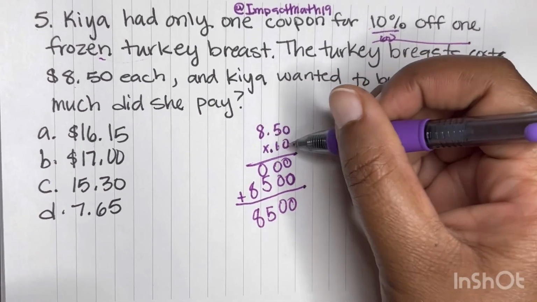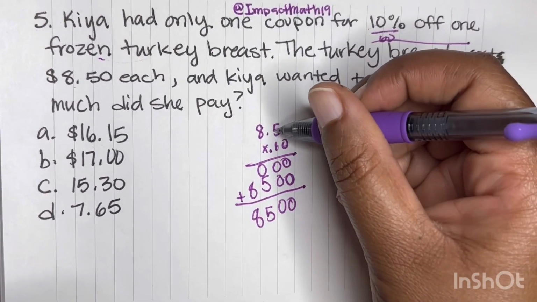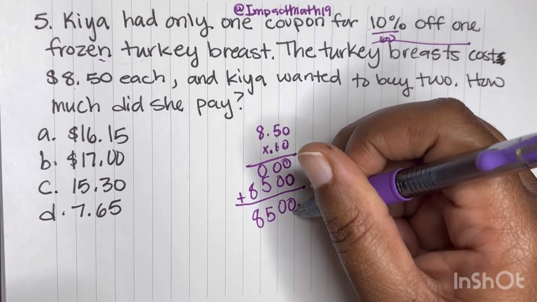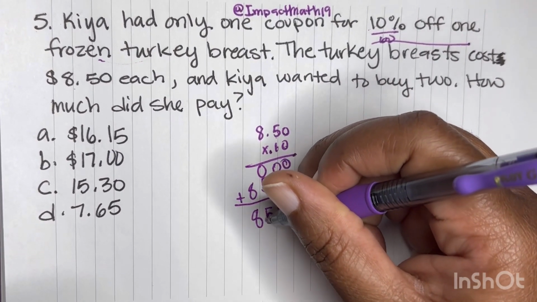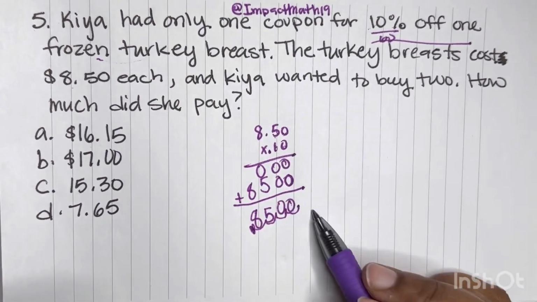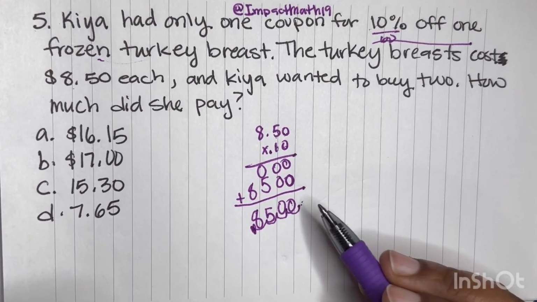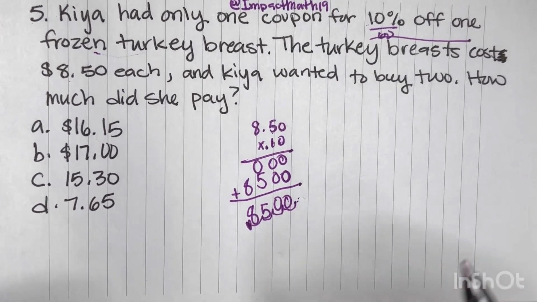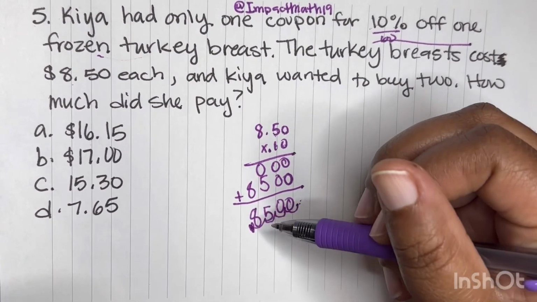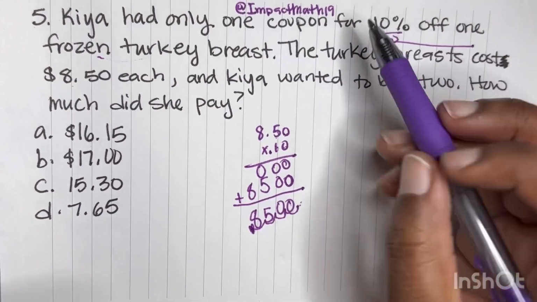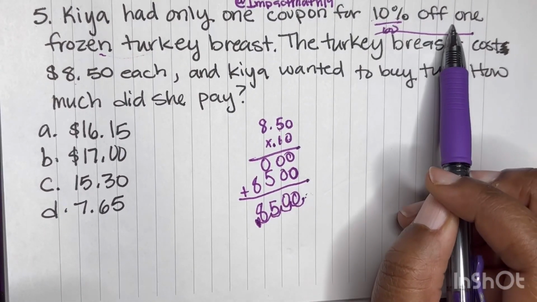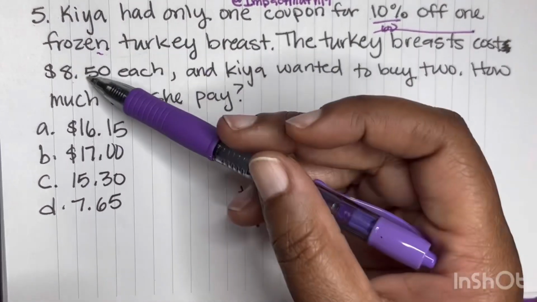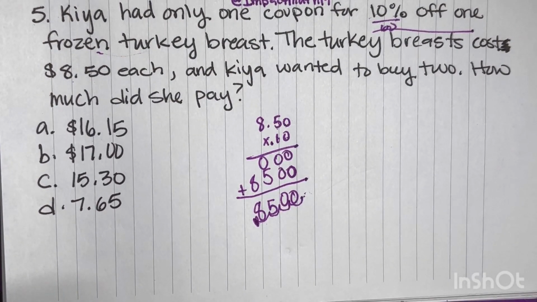Remember, you have 4 digits behind the decimal. 1, 2, 3, 4. So you have to move your decimal place over 4 spots. 1, 2, 3, 4. And you always go from right to left, okay, when you're moving your decimal place over. So then the person, if they got 1 coupon for 10% off the frozen turkey breast, would have got 85 cents off of 1, okay?